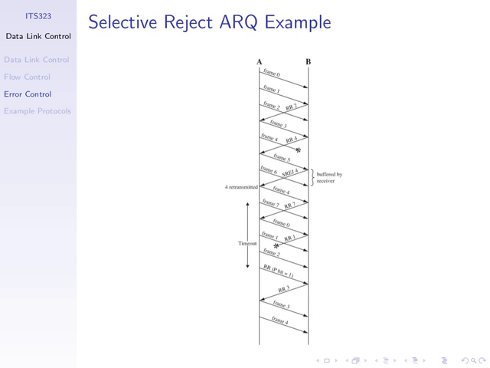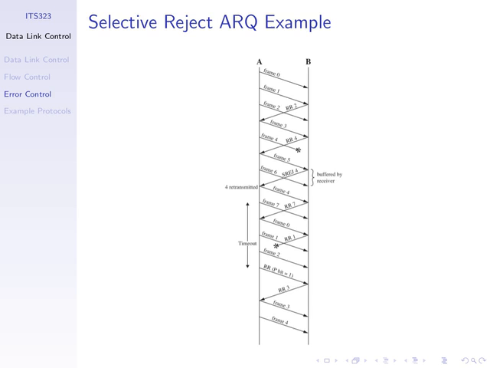The difference now between selective reject and go back N is that in selective reject, B buffers or stores frames 5 and 6, stores them in memory. It tells A, go back and retransmit frame 4. A retransmits frame 4, it doesn't have to retransmit 5 and 6 because B stores them in memory. Retransmit frame 4, move on to frame 7.